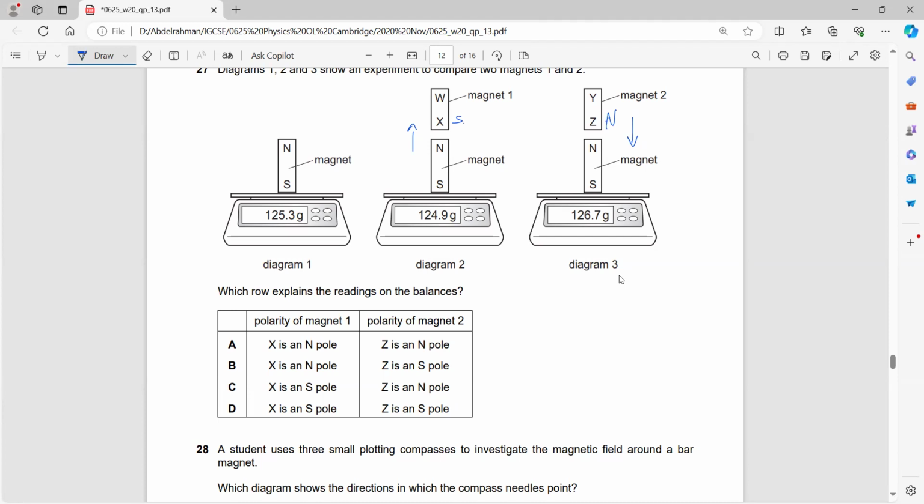Okay, magnet 1 attracts. Why? Because the reading is slightly less. But in diagram 3, the reading is slightly more. That's because it's repelled downwards. It's kind of pushed downwards.